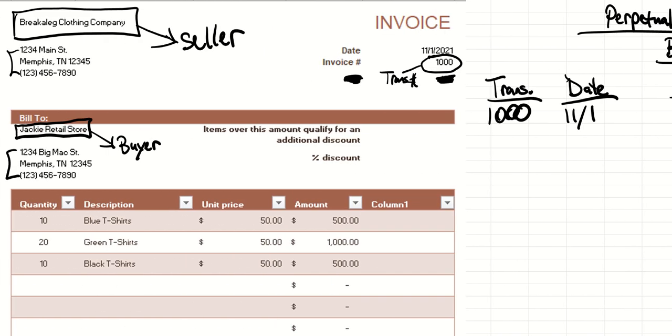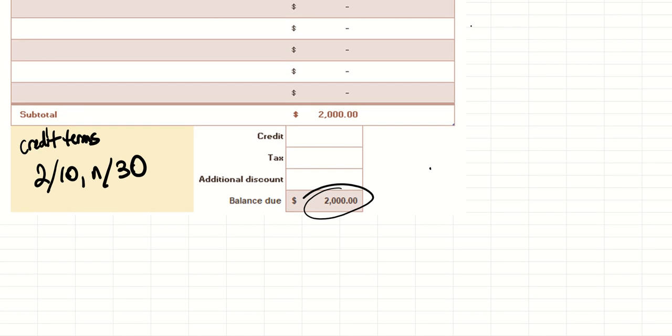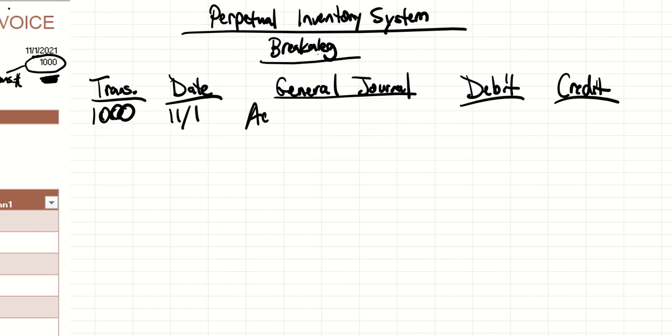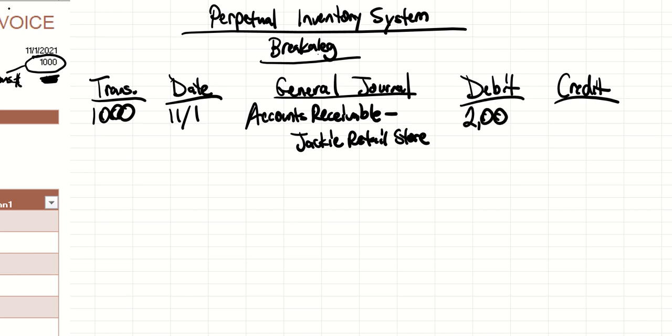Since this is an invoice, at the very bottom here I put the credit terms. This lets us know that cash was not exchanged yet. Because of that, accounts receivable is going to be debited, specifically Jackie Retail Store, the customer's name. It's going to be debited for $2,000. Accounts receivable is an asset because this is an IOU from Jackie Retail Store, because a sale was made on credit, even though cash has not been received yet.